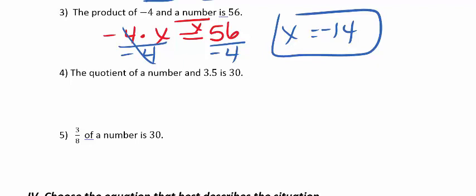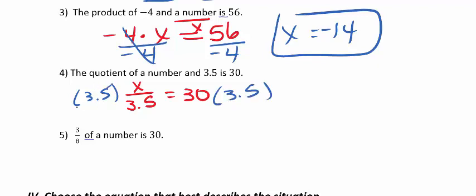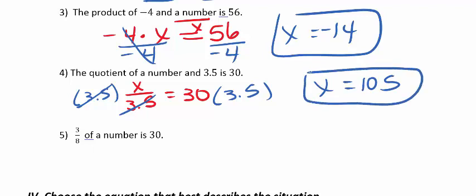Number 4, the quotient of a number and 3.5 is 30. So quotient is division. We're going to divide x by 3.5, and that's going to equal 30. Now to solve for this, we're going to have to multiply both sides by 3.5, because multiplying is the opposite of dividing. Therefore, this 3.5 and this 3.5 divide out, and we get x alone, and 30 times 3.5 is 105.